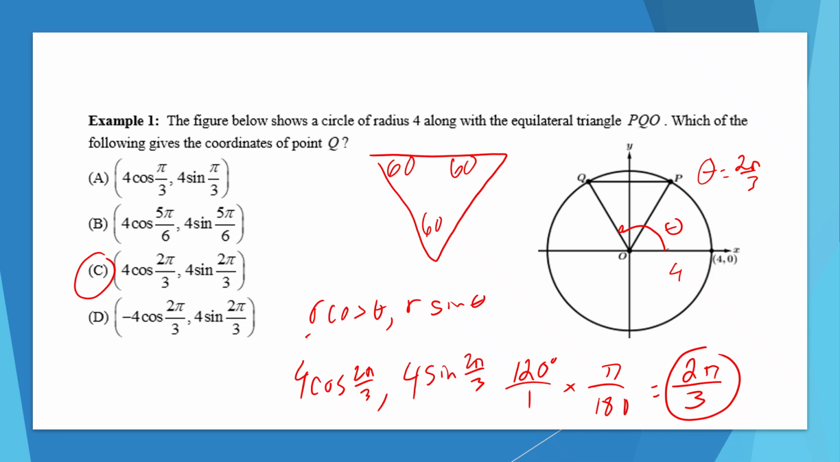Now, I know what you may be thinking. If you actually look at this as xy coordinates, you're like, wait, but x should be negative. Why is cosine 2 pi over 3 not negative? And the answer is it actually is negative, because cosine of 2 pi over 3, this value here, will be a negative number.